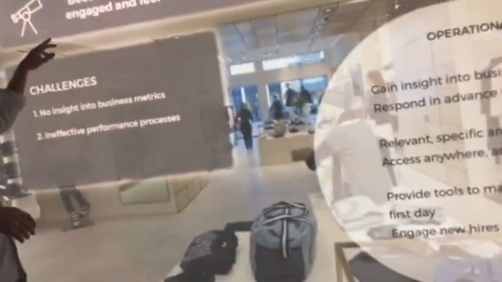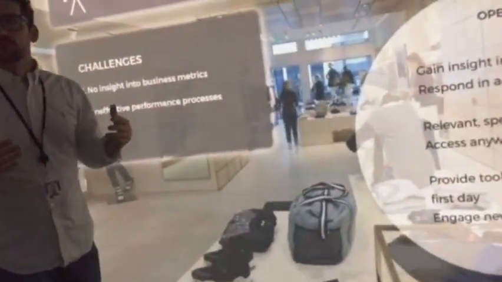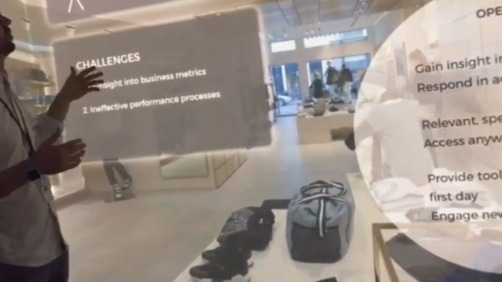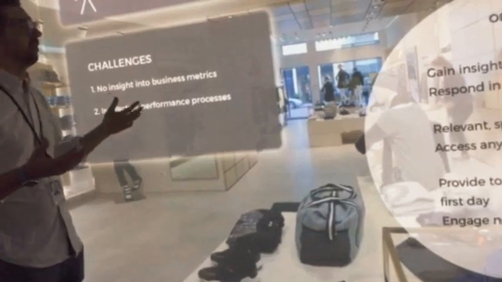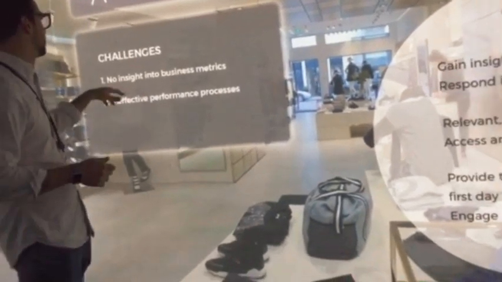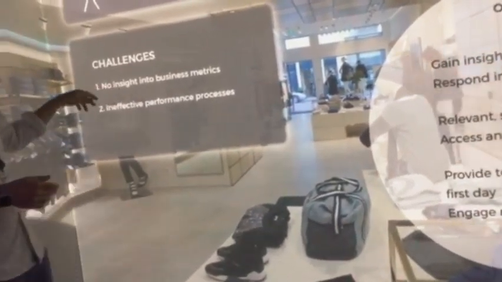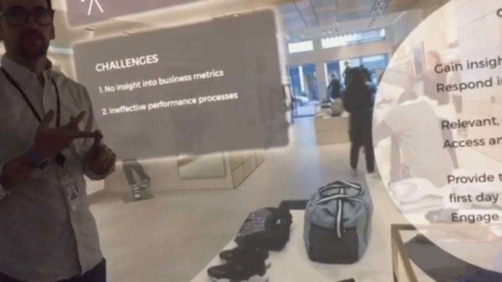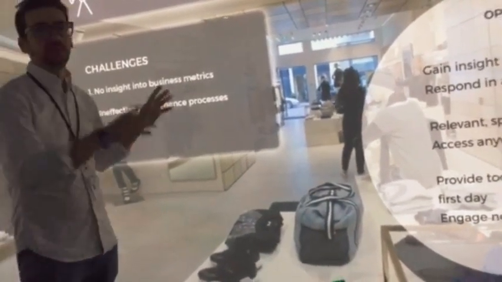So what's the vision? We've worked with the customer to come up with a joint vision. In this case, it's to become an employer of choice where employees feel engaged and feel that they belong. But we know that they've had some challenges. So what are the challenges that they're facing? No insight into business metrics, and an ineffective performance process. So this is the kind of stuff that we're going to get you guys to make today.